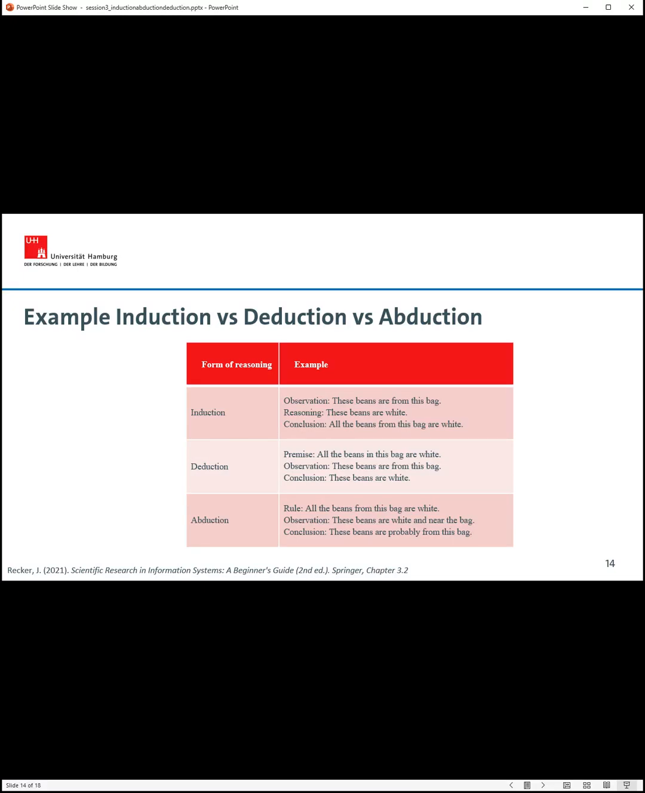Abduction would be, there's a rule: all the beans from this bag are white. We make an observation: these beans are white and near the bag. What is the most logical or most plausible explanation? Well, probably the beans are from this bag. That's the most logical, satisfactory explanation for the observation.